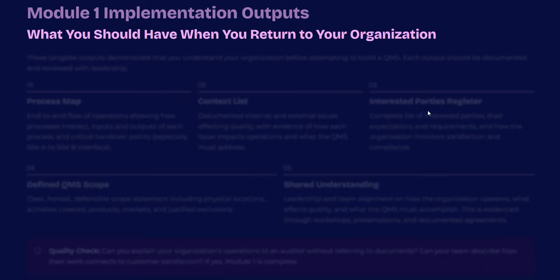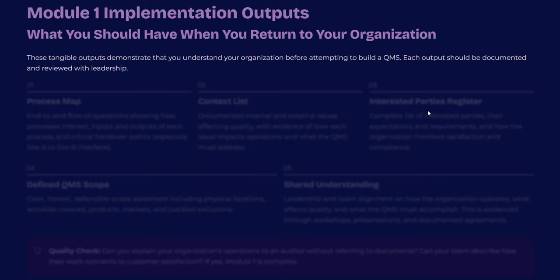Model One implementation output. By the time you return to your organization, the following tangible outputs will demonstrate that you understand your organization before attempting to build a QMS. So make sure you understand this model. Each output should be documented and reviewed with the scope. So let's see the things that you should understand from this model.